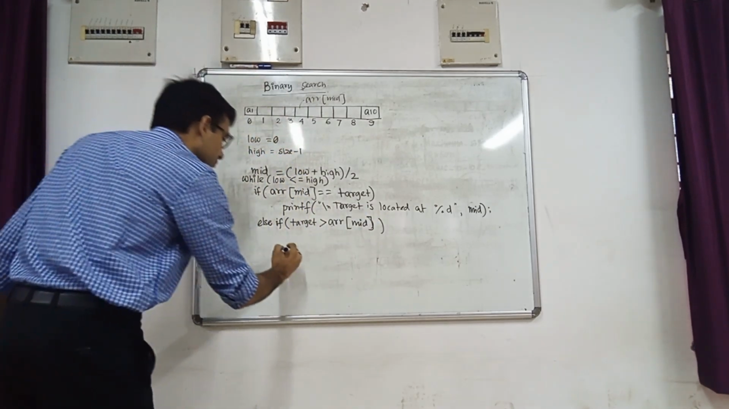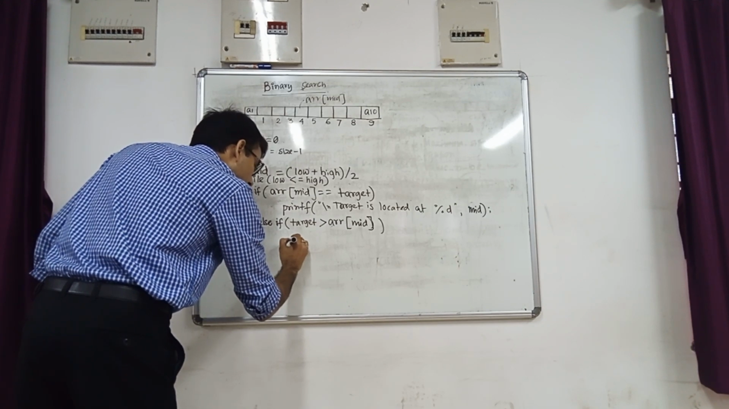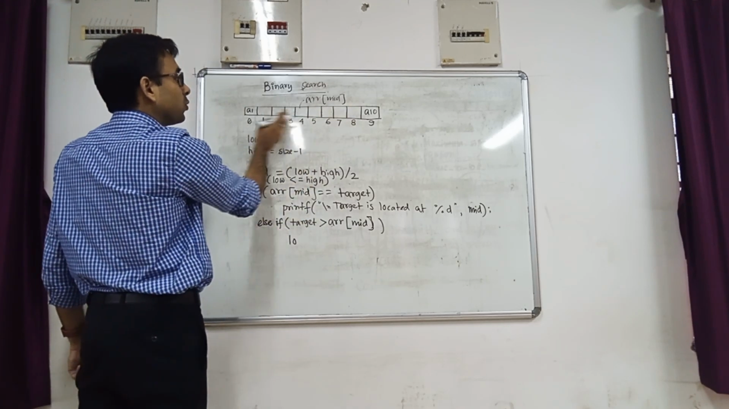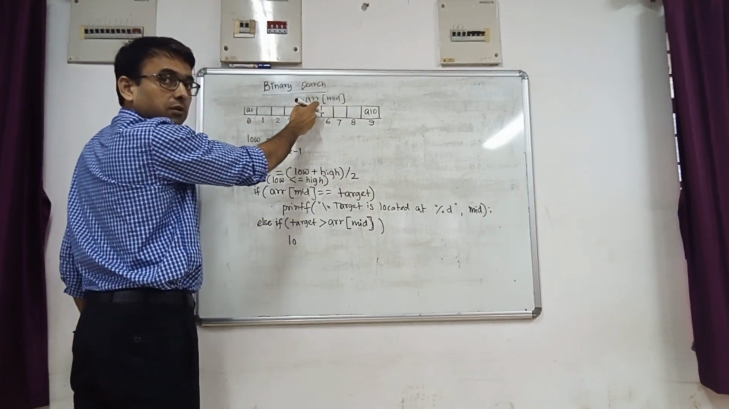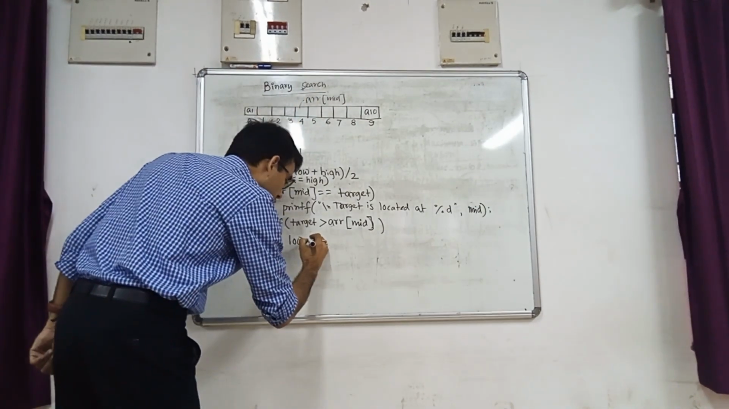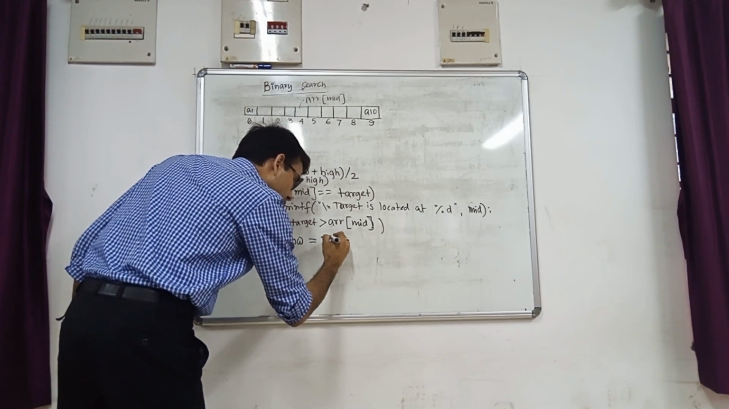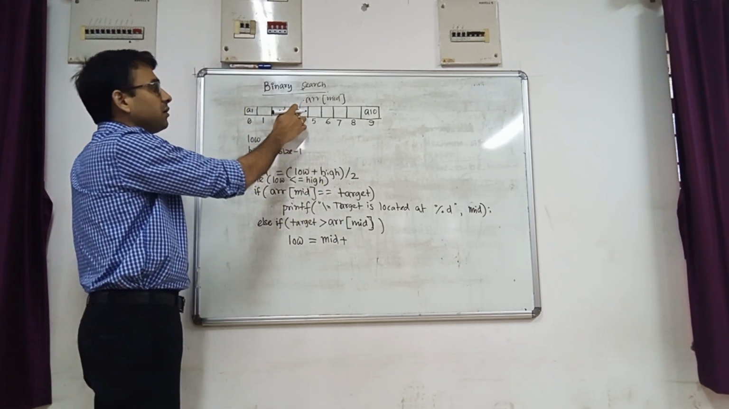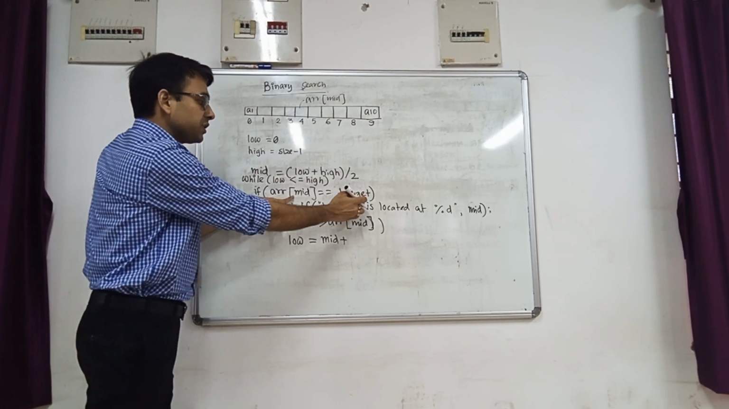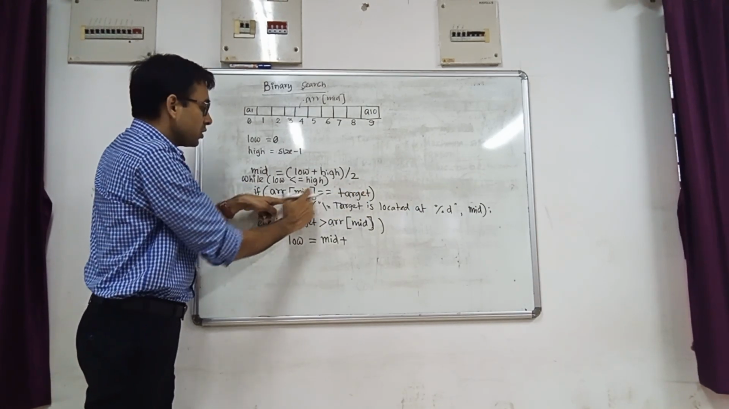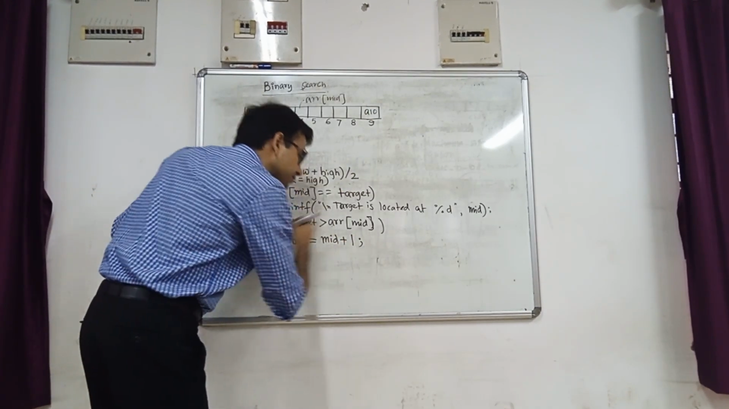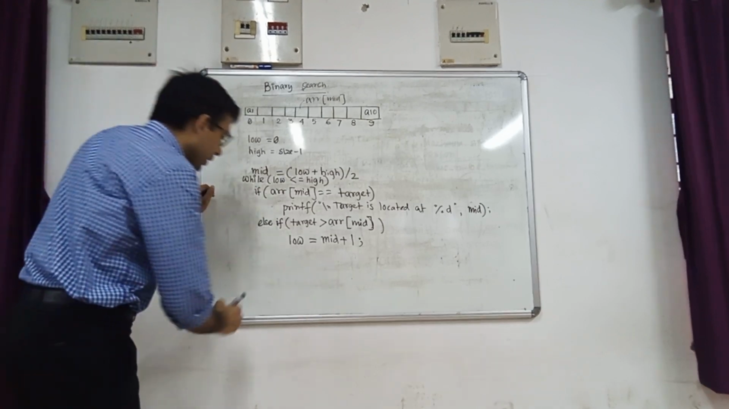next what? We will increase the low. If the target is on this side, then low will shift and come here. Clear? So low will be now updated, so low will be what, mid plus 1, because mid has not matched, this, it has not matched with this, so it must be greater than that. So now mid plus 1 will be low, so mid plus 1. Okay.